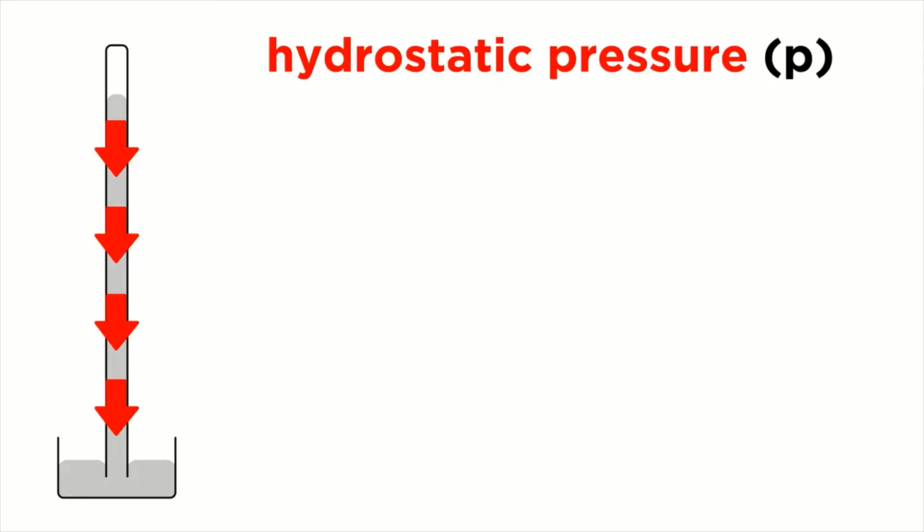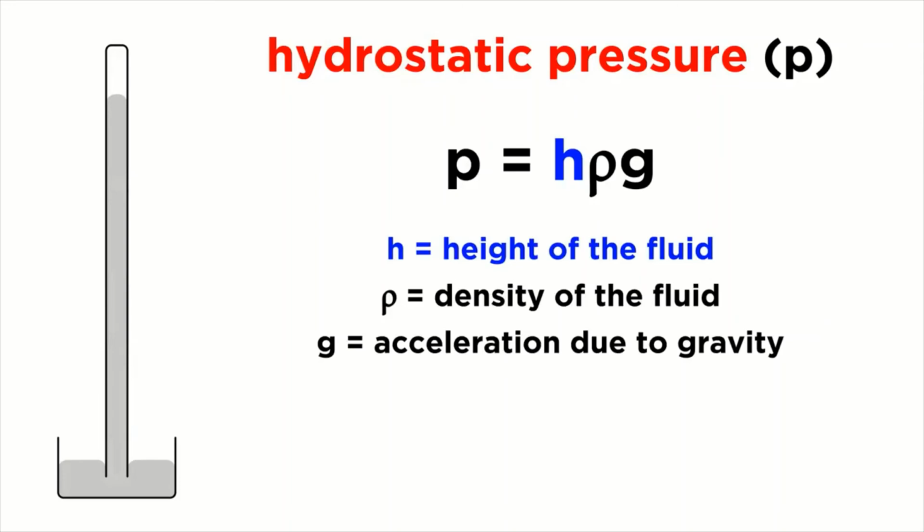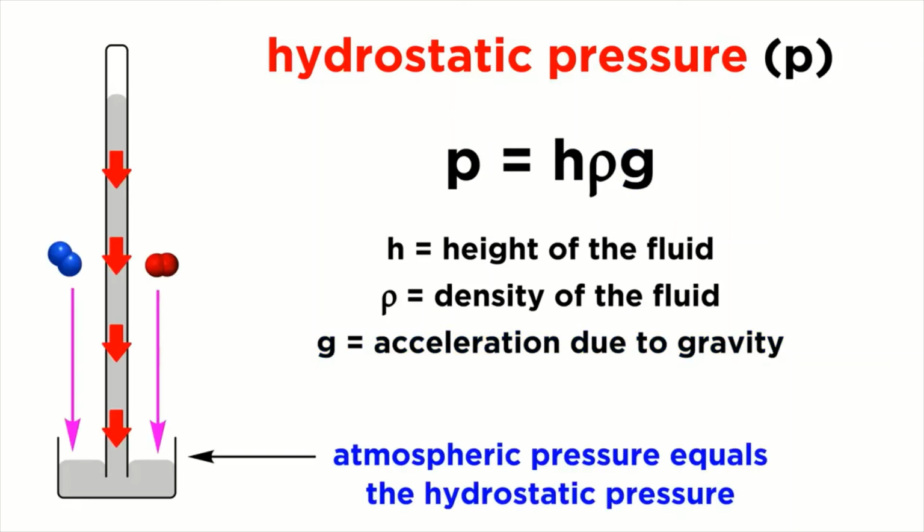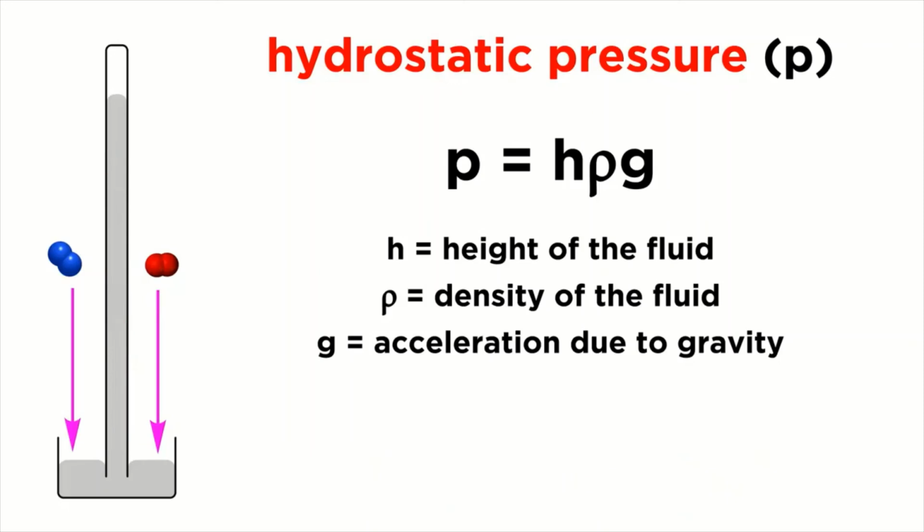The pressure exerted by a fluid due to gravity is called hydrostatic pressure, which is represented by P, and is equal to the height of the fluid times the density of the fluid times g, the acceleration due to gravity. In order to support a column of fluid of a particular height, the atmospheric pressure will have to equal the hydrostatic pressure. We can see that this equation will accurately predict the atmospheric pressure necessary to support a column of mercury of a particular height if we plug in some known values.